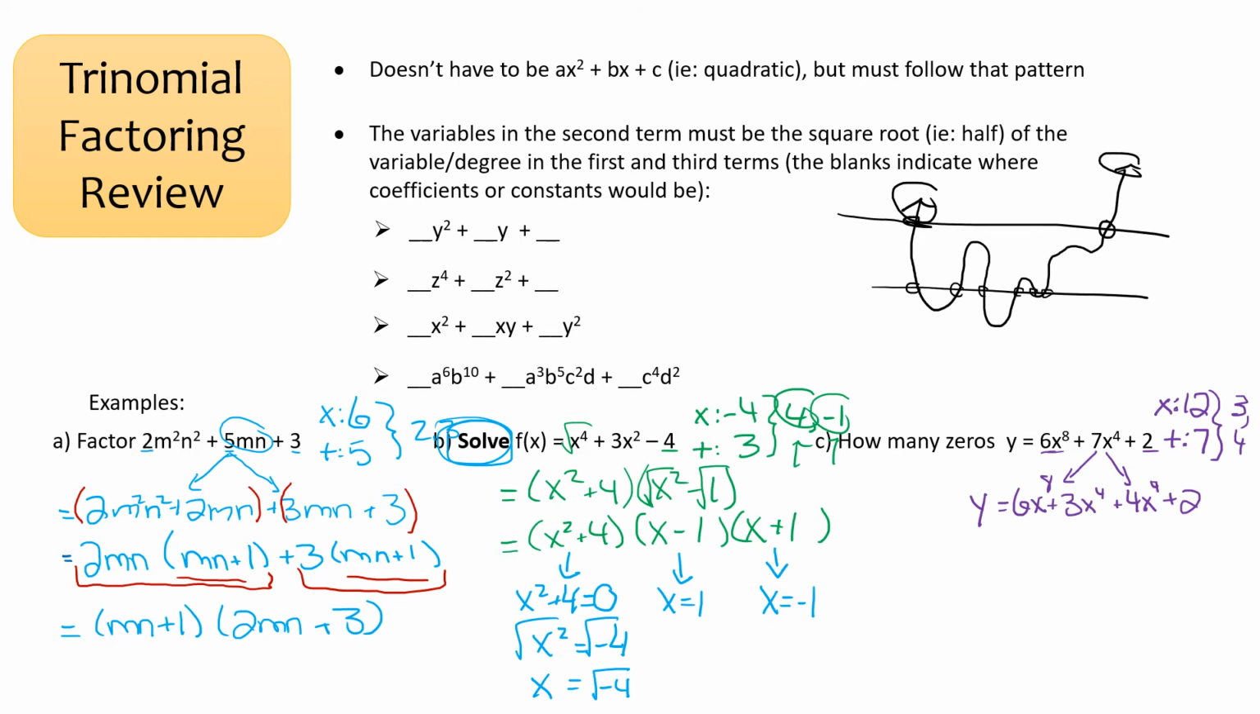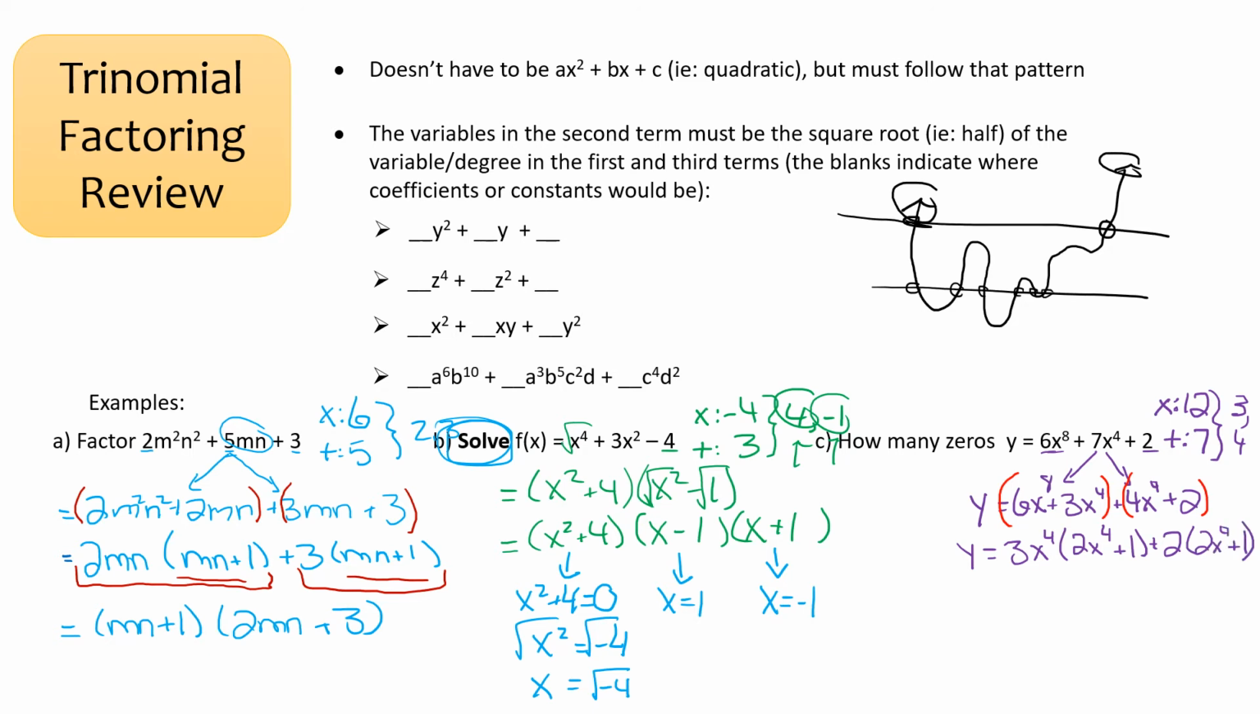Okay, now we've got a group of 4 terms. So we're going to group them in pairs. These 2 go together, leave a plus sign in the middle. Now we take a greatest common factor out of each pair. The first pair, what I'm going to take out is a 3x to the power of 4. That leaves me with 2x to the power of 4 plus 1. The only factor I can take out of the second set of brackets is a 2. That leaves me with 2x to the power of 4 plus 1.